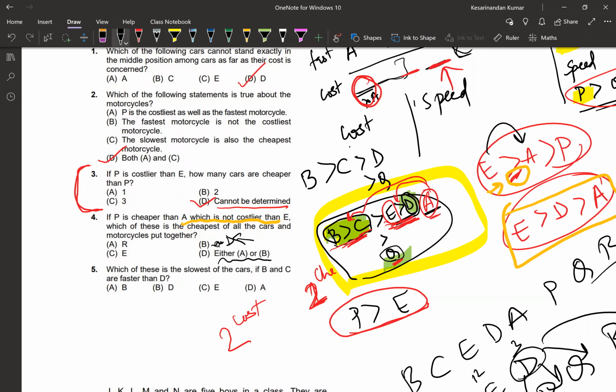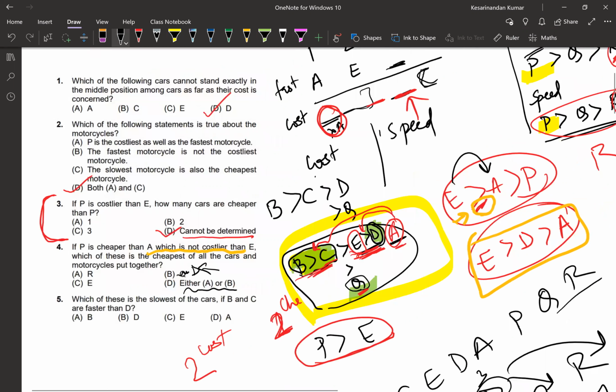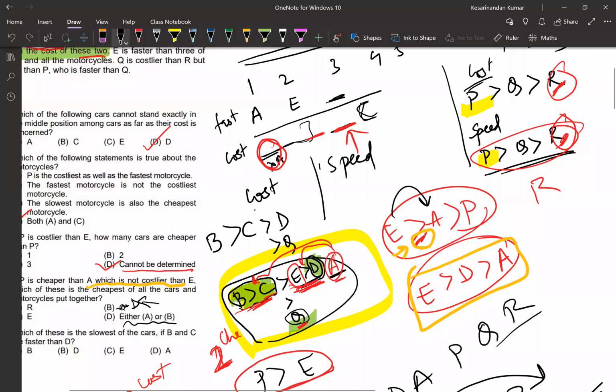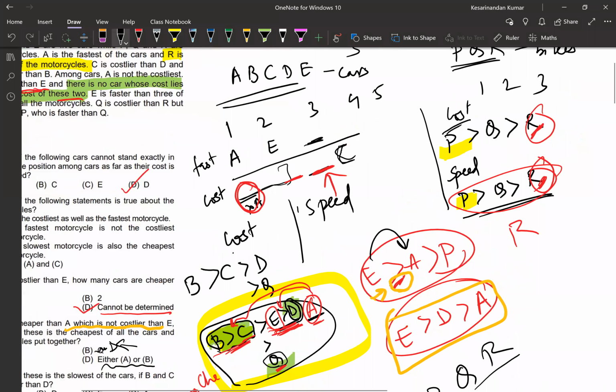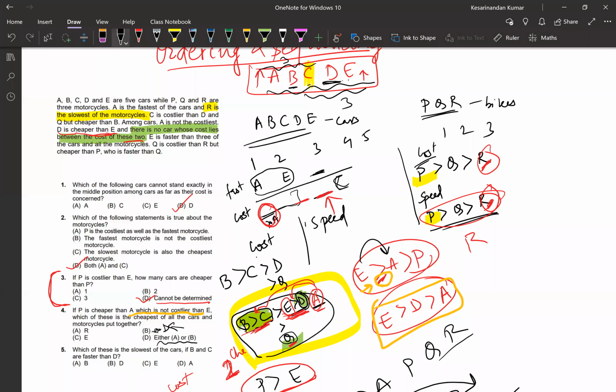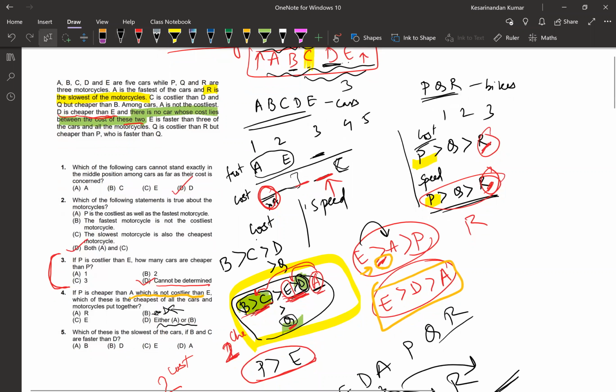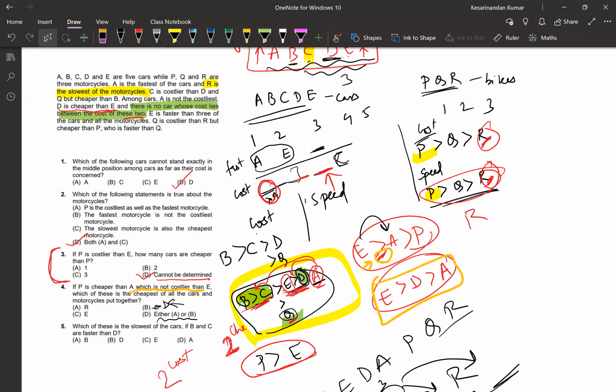Yes, ma'am. Okay, let's move forward then. Which of these is the slowest of the cars if B and C are faster than D? Let's come to this one. B and C are faster than D. We already have A and E. B is faster than D, C is faster than D. Then which will be the slowest car? D. Exactly. Anybody who does not understand now?